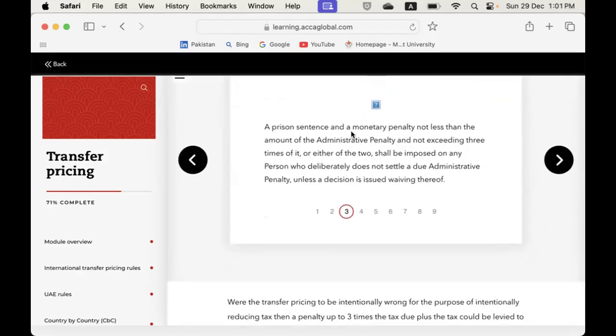A prison sentence and a monetary penalty not less than the amount of the administrative penalty and not exceeding 3 times of it, or either of the two, shall be imposed on any person who deliberately does not settle a due administrative penalty unless a decision is issued waiving it. 3 times is being repeated, that's the cap. One administrative penalty was issued, that penalty was also not paid. So there will be another penalty on top of that penalty. So this is quite strict.